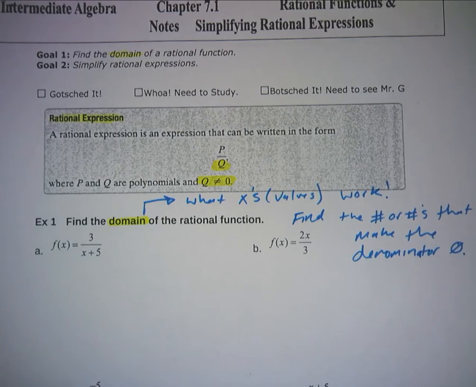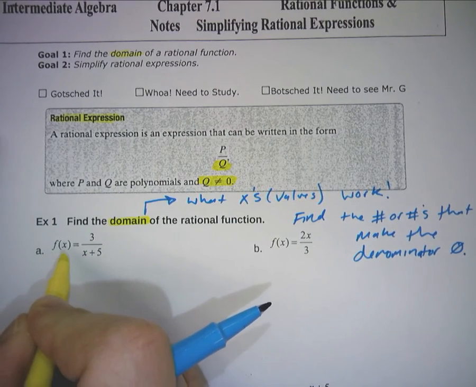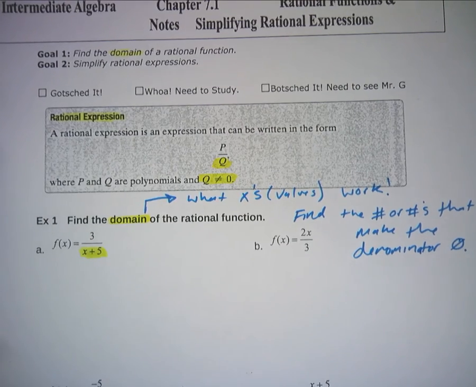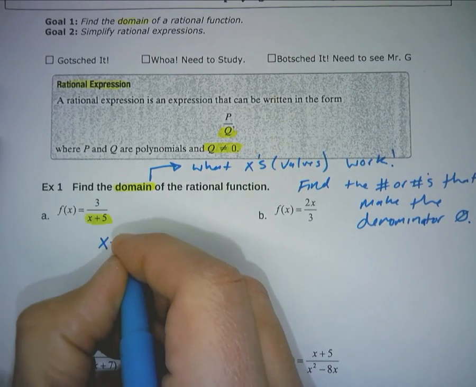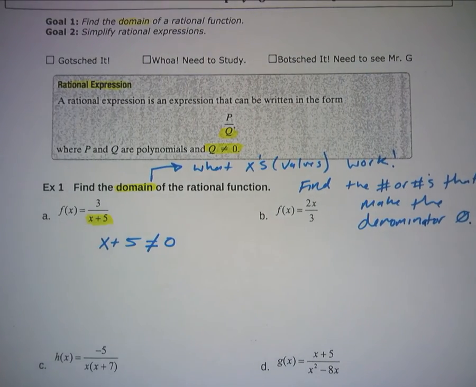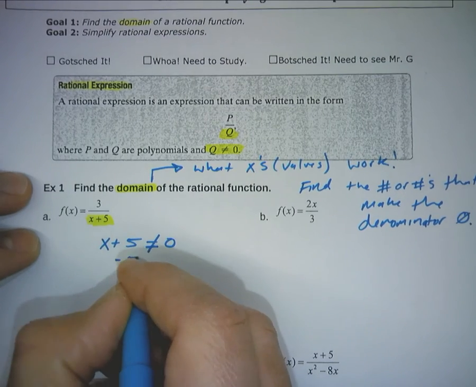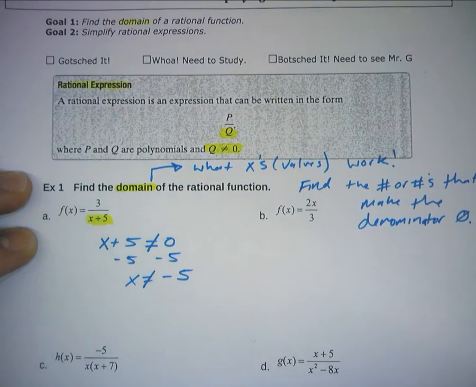So I'm going to highlight the denominator of this first expression. I've got f of x equals 3 over x plus 5. I highlight that denominator, and I know x plus 5 cannot be 0. So set the denominator equal to 0 and find out what makes it 0. I subtract the 5 over, and I know x cannot be negative 5.